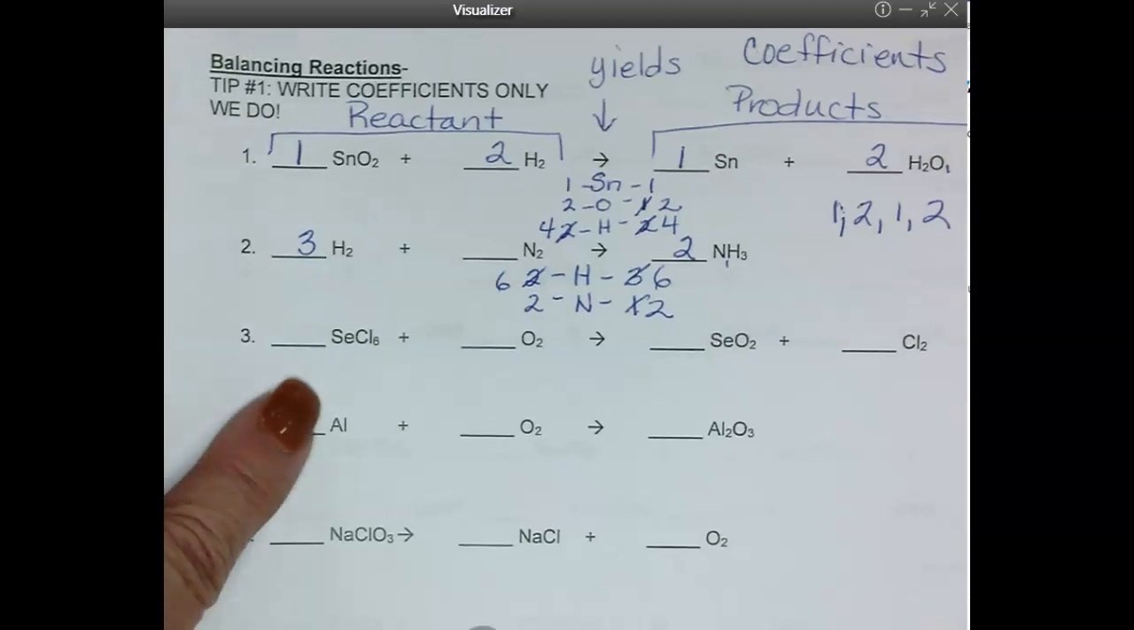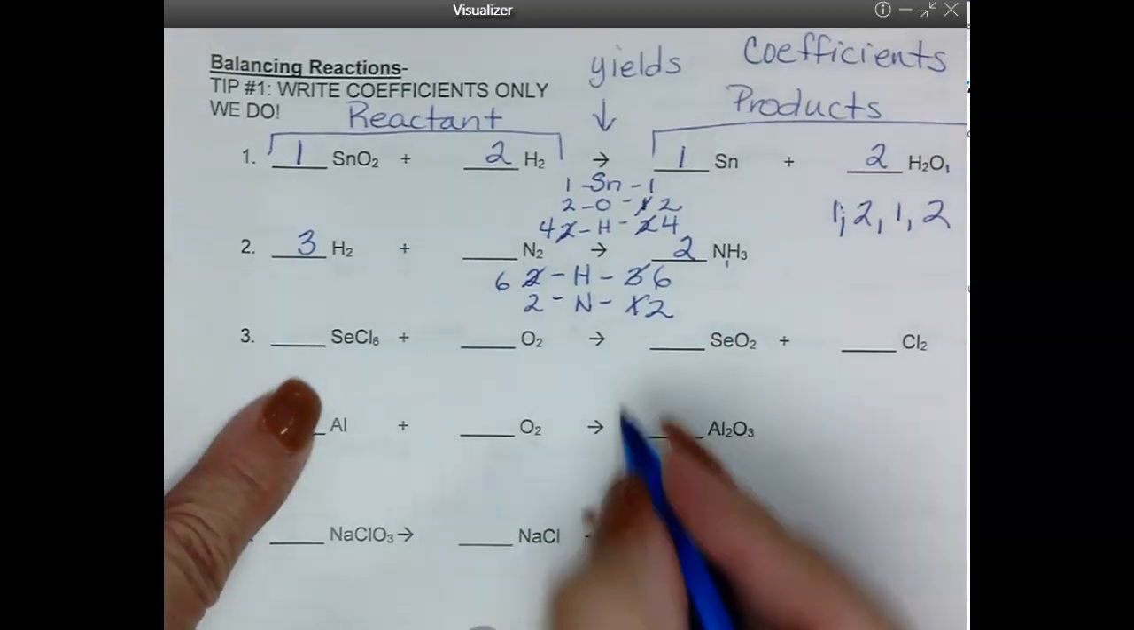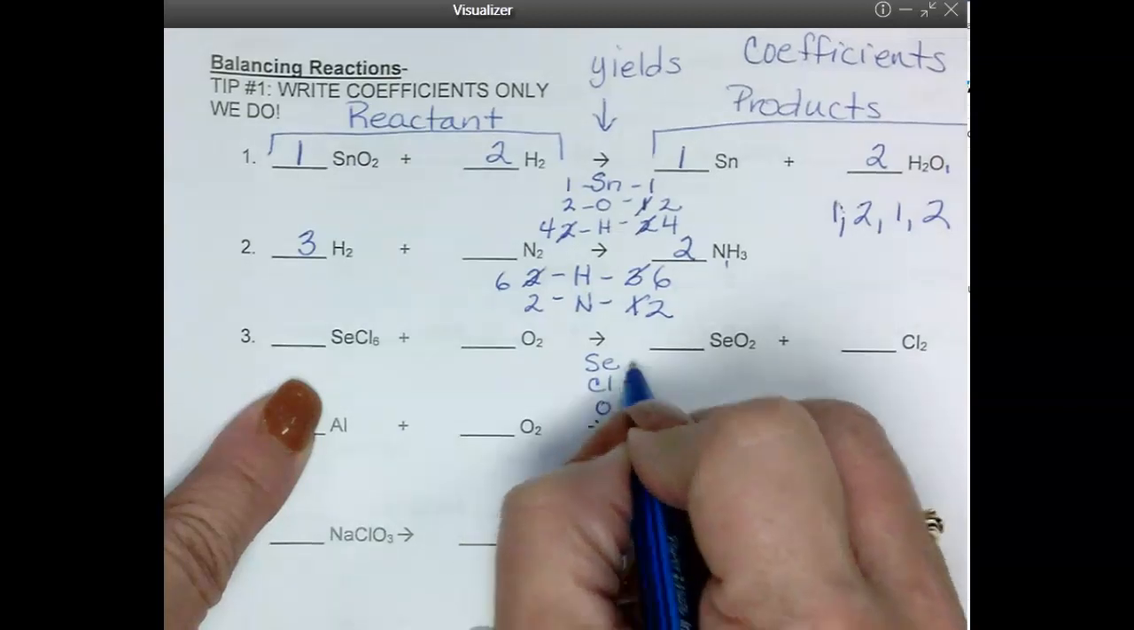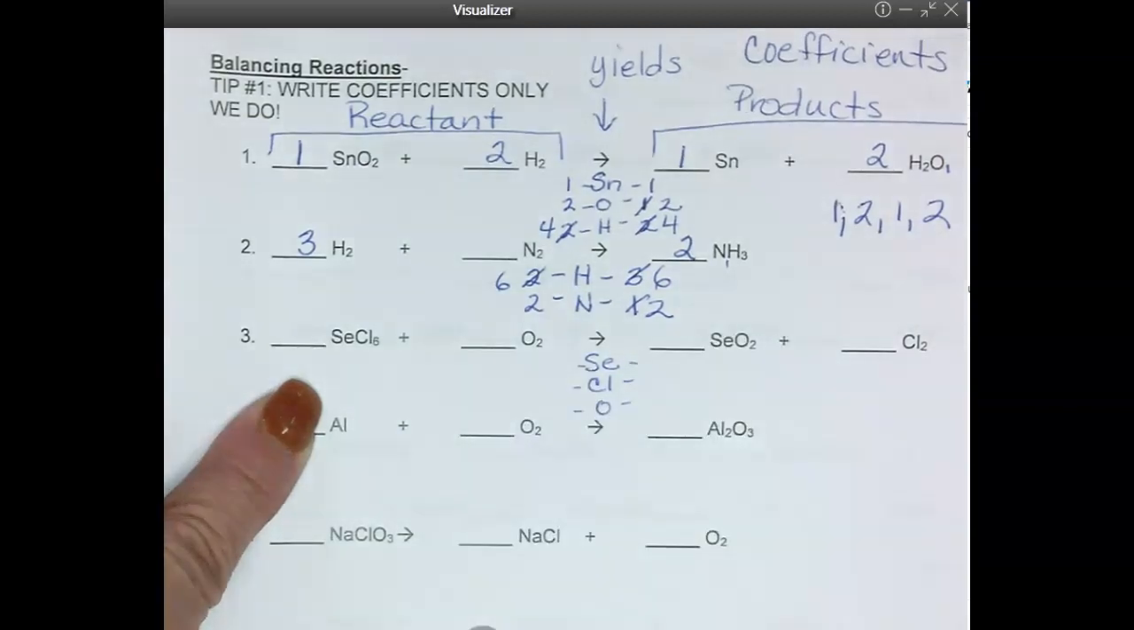Next one. I have selenium, I have chlorine, I have oxygen. Take a minute and count. Make sure you get the same count that I do.